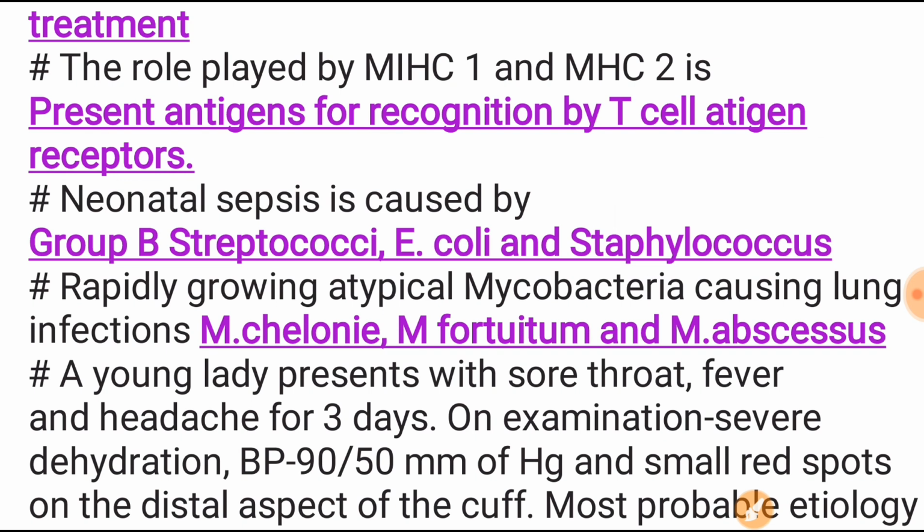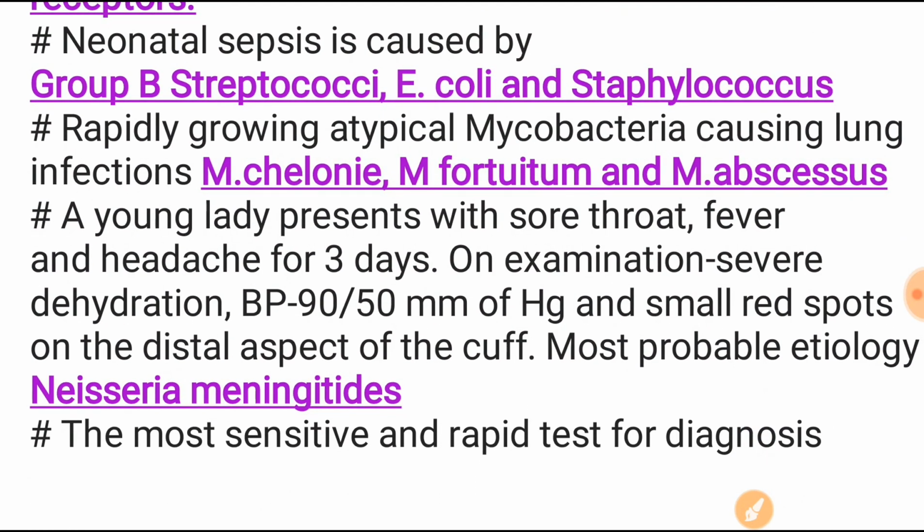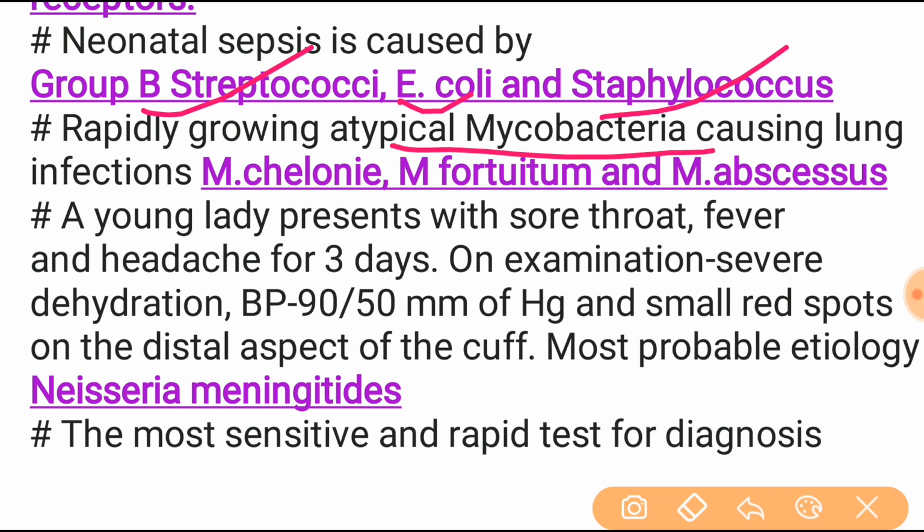Next one is neonatal sepsis is caused by. The most common organisms are group B Streptococci, E. coli, Staphylococcus. Next, the rapidly growing atypical mycobacteria causing lung infection. They're asking about the rapidly growing ones: M. chelonae, M. fortuitum and M. abscessus are the causative organisms of atypical mycobacteria.